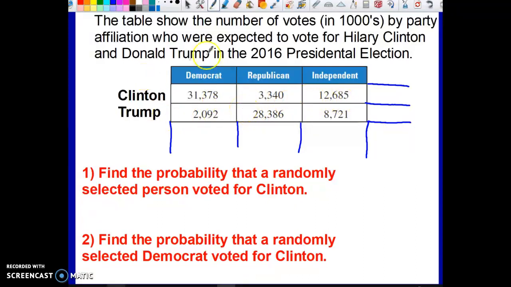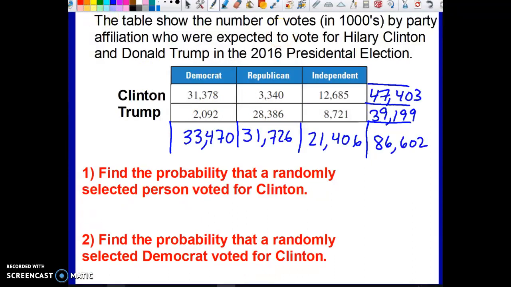So let's just calculate all these added up together. I'm going to pause the screen and add those up. So you can see the totals now on your screen. Notice that even if I total the Democrats, Republicans, and Independents, just adding these together, plus and plus and plus, and I added these together on the rows, they all add up to 86,602 thousand people who have voted. So it's actually about 86 million people who voted.